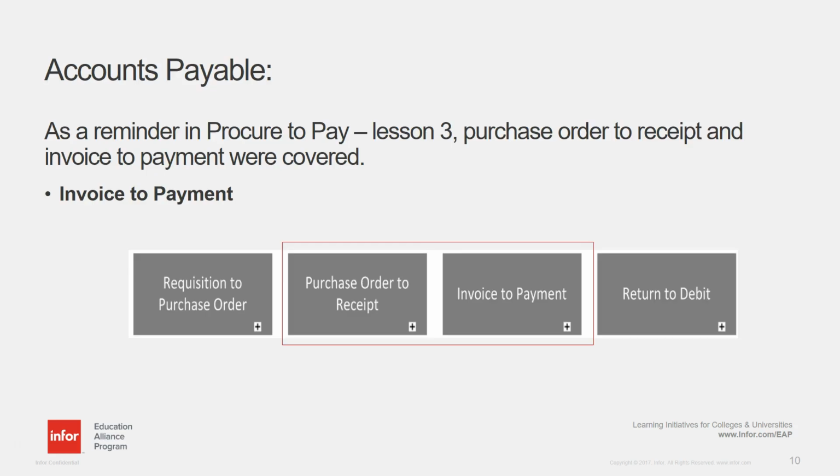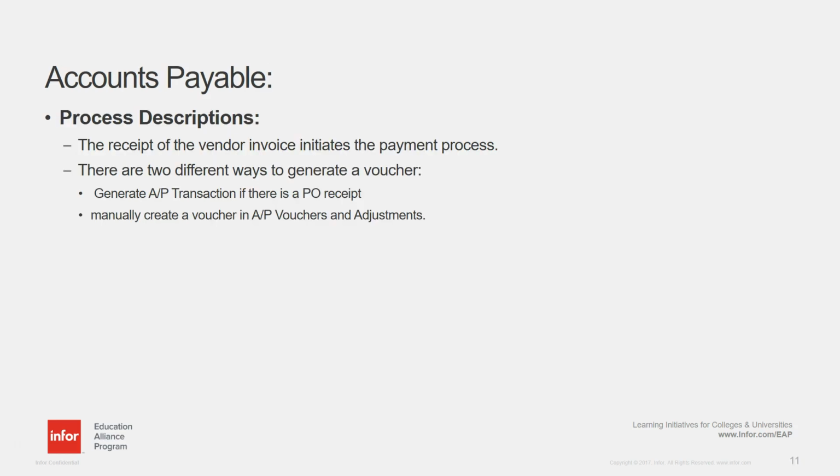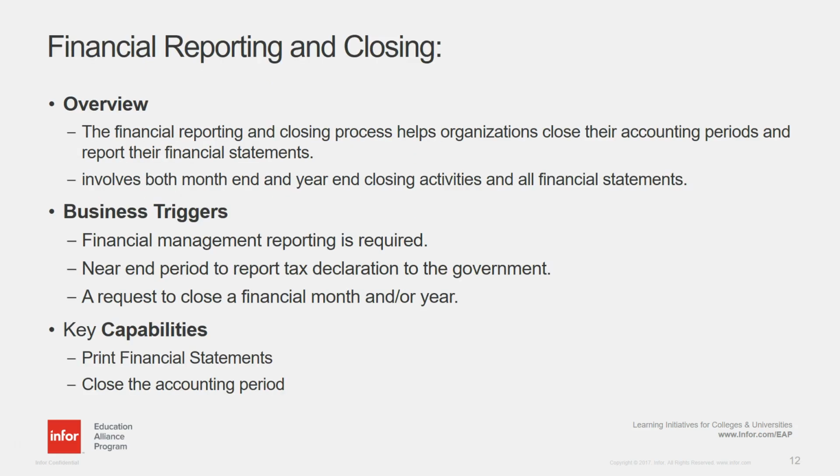And if you recall, in lesson 3, we did a purchase order to receipt and an invoice to payment for our accounts payable process. In the accounts payable process, you can either generate an accounts payable transaction, as we did in lesson 3, or you can manually create a voucher. Remember, in CSI at least, the voucher is the method of making sure that we, the company, pay the vendor. And we created a voucher, if you will recall, in lesson 3.